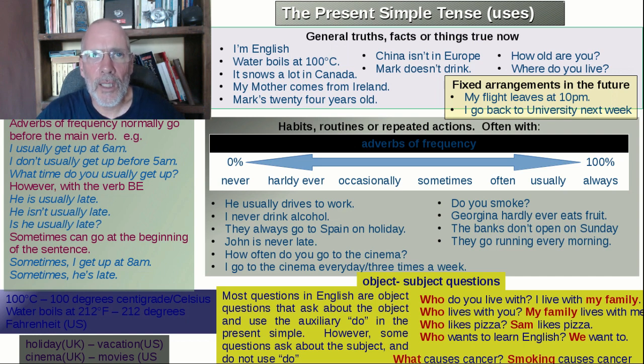Okay, very good. That brings me to the end of the first section of my English grammar course. In the next class we will be looking at the present continuous tense. After that I will compare the present simple with the present continuous, and also I will have some exercises so that you can practice these two tenses.